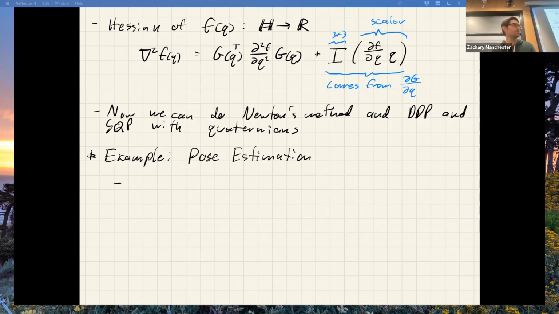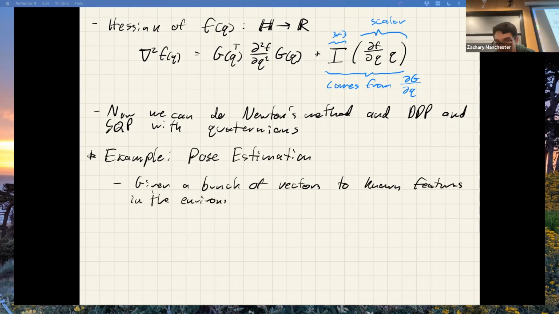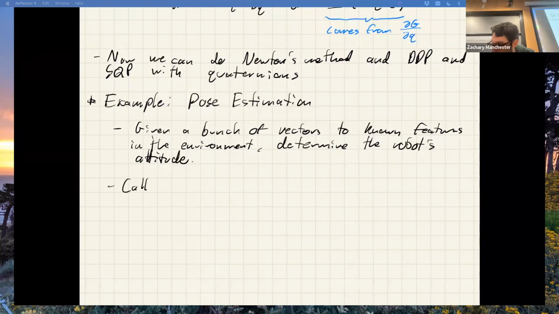This is a total classic in like aerospace. This was posed actually as a challenge in a journal in like the early 60s. It was given as like this kind of challenge problem, and it's known as Wahba's problem after the statistician who posed it originally. Okay, so given a bunch of vectors to known features in the environment, determine the robot's attitude. Called Wahba's problem.